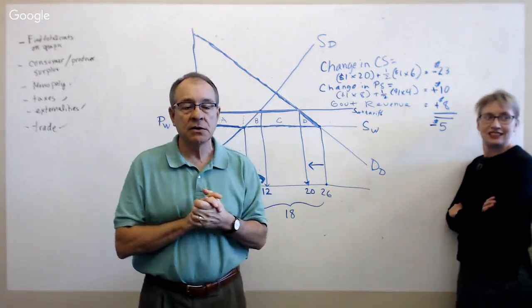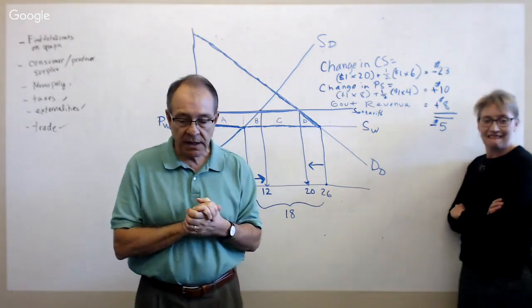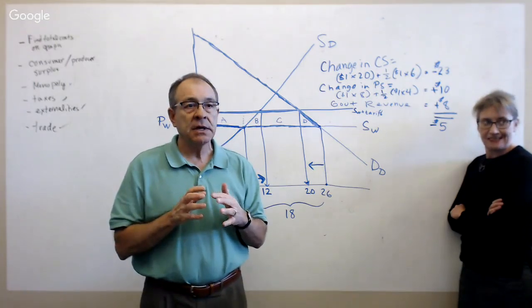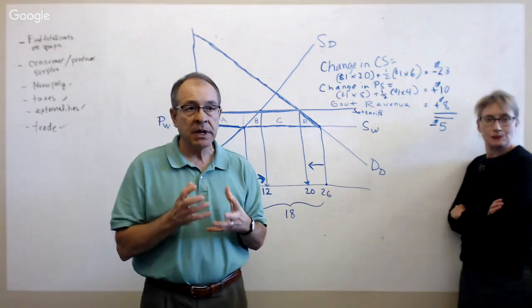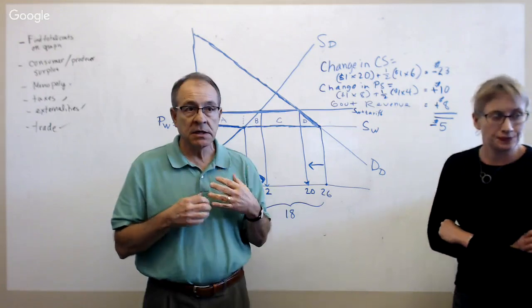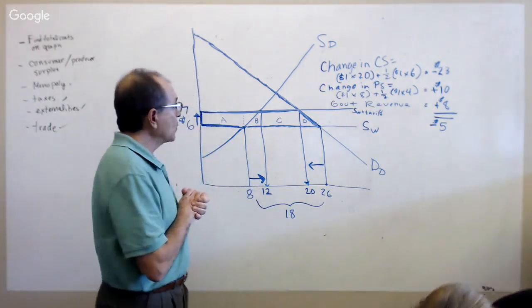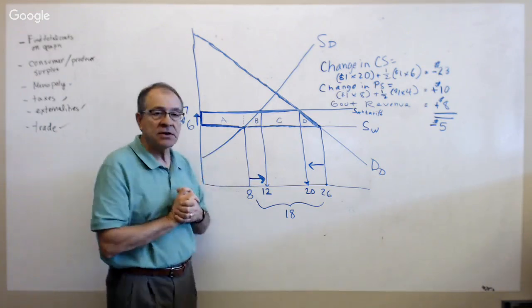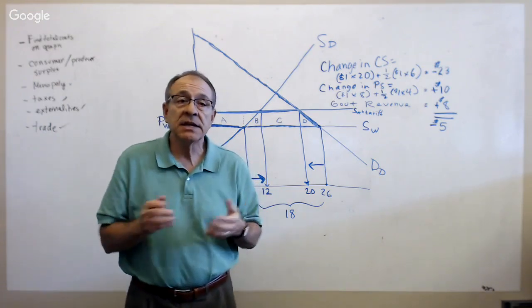If you're reading the news, it turns out that the Trump administration is considering replacing the tariffs on steel and aluminum with quotas. Okay? And what does that mean? What would that mean in this? Could we analyze this in this graph? Well, it turns out that we actually can.